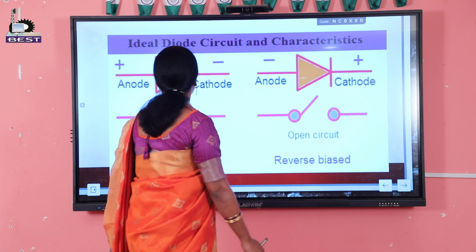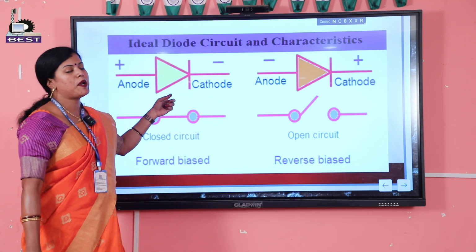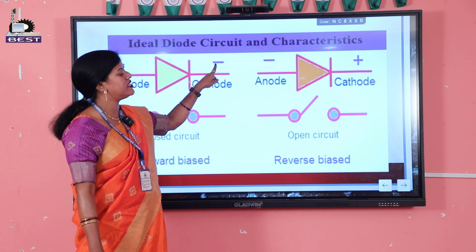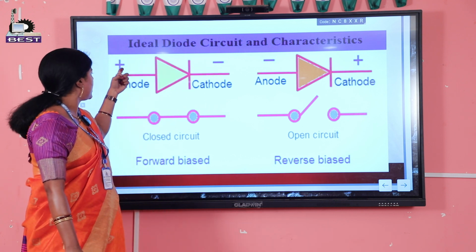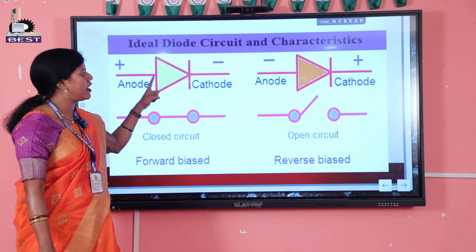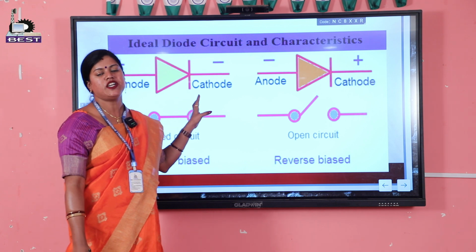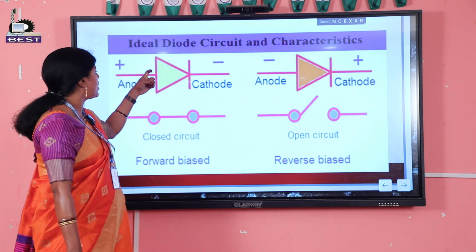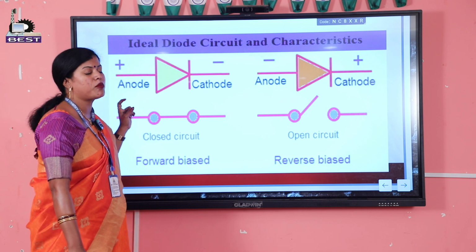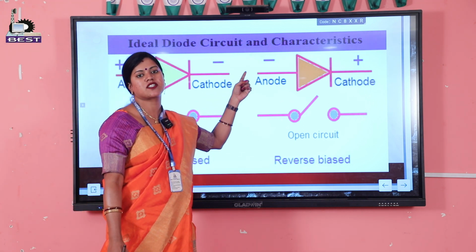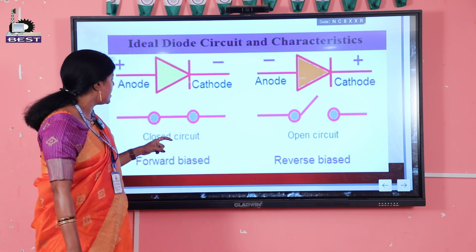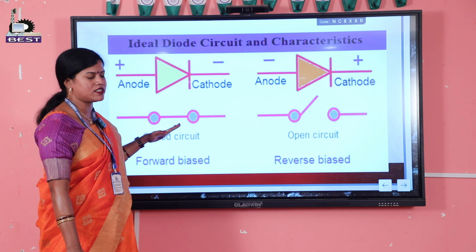Next, this is the symbol of the PN junction diode. This side is the positive terminal and this side is the negative terminal. The positive terminal is known as anode and the negative terminal is known as cathode. During forward biased condition, the PN junction diode is on. Forward biased means the P-type terminal is connected to the positive supply and the N-type terminal is connected to the negative supply of the battery. That means it is a closed circuit, and current flows through this circuit.